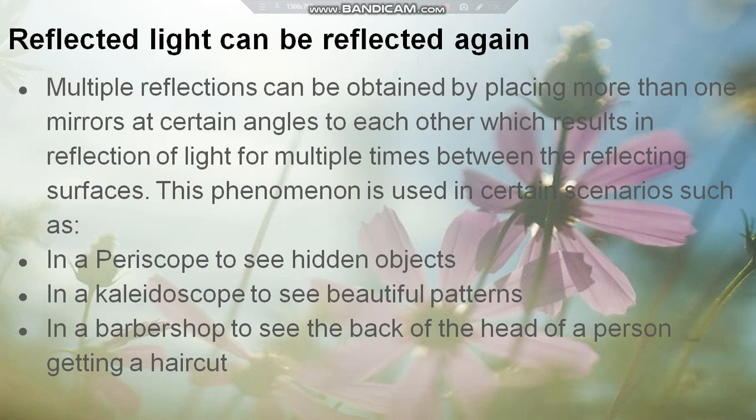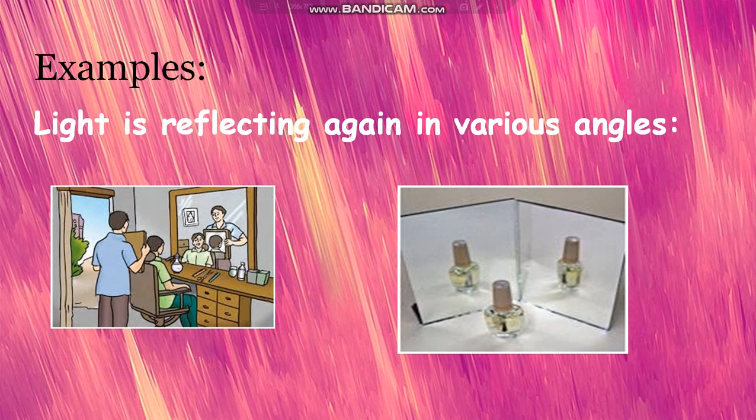This phenomenon is used in certain scenarios such as in a periscope to see a hidden object, in a kaleidoscope to see beautiful patterns, and in a barber shop to see the back of the head of a person getting a haircut. So these are examples where light is reflecting again at various angles, as you can see in a barber shop, or if you go to any boutique, where the background is full of mirrors, so that whichever direction you look, you can see their products.